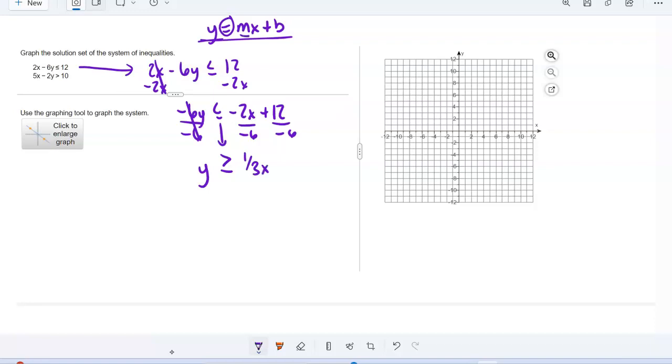That's going to be my slope. And I should have said that earlier. The m is your slope, and the b is your y-intercept. And that's why we want it in that form. That'll help us graph it. So negative 2 over 6 reduces to 1/3. 12 over negative 6 reduces to a negative 2.